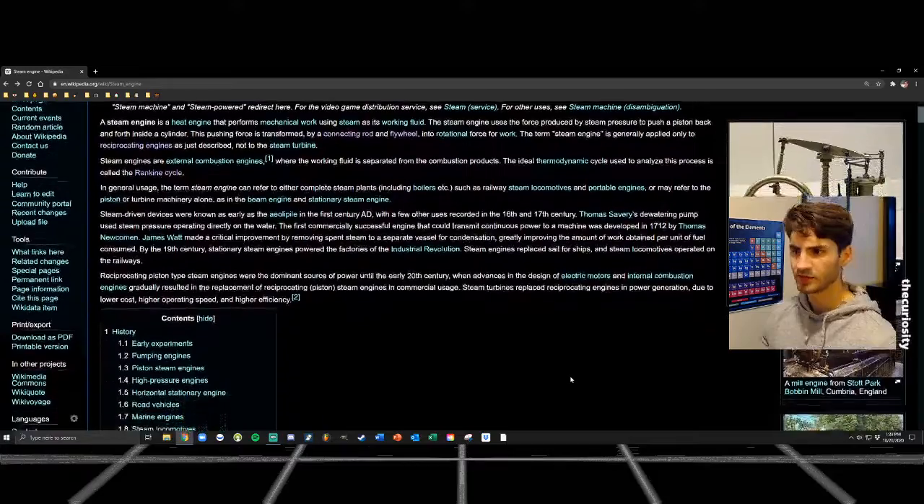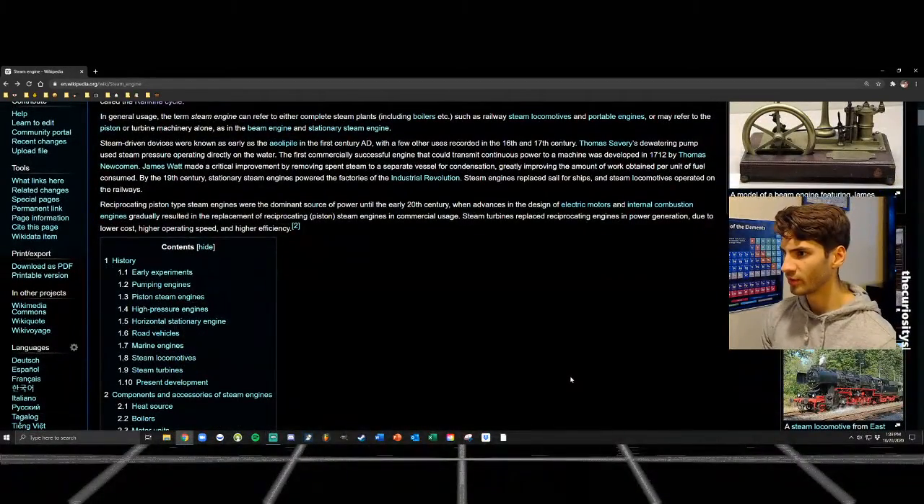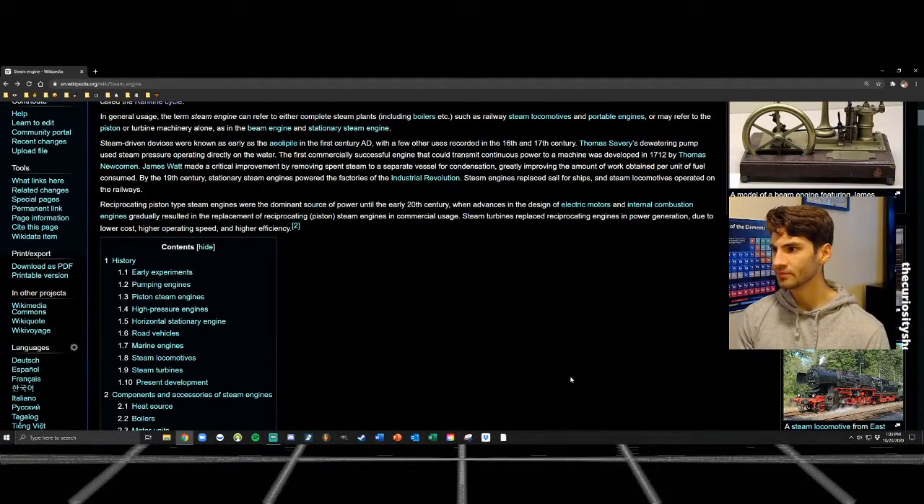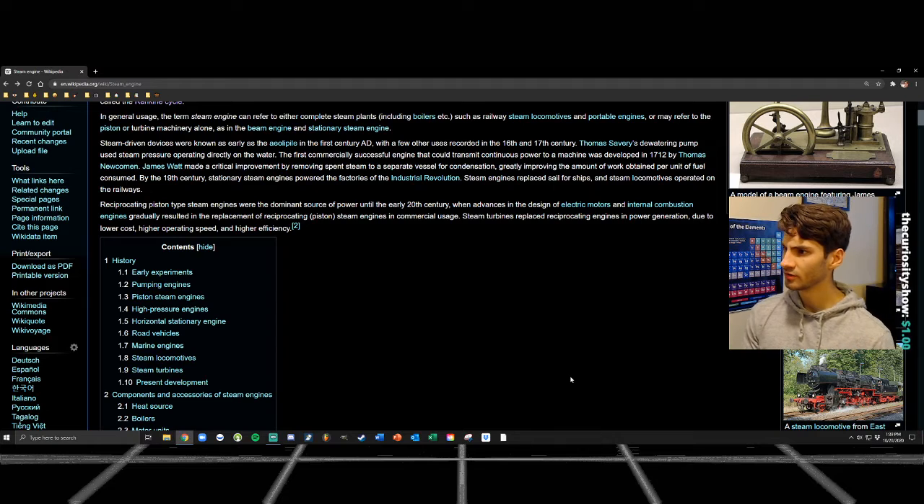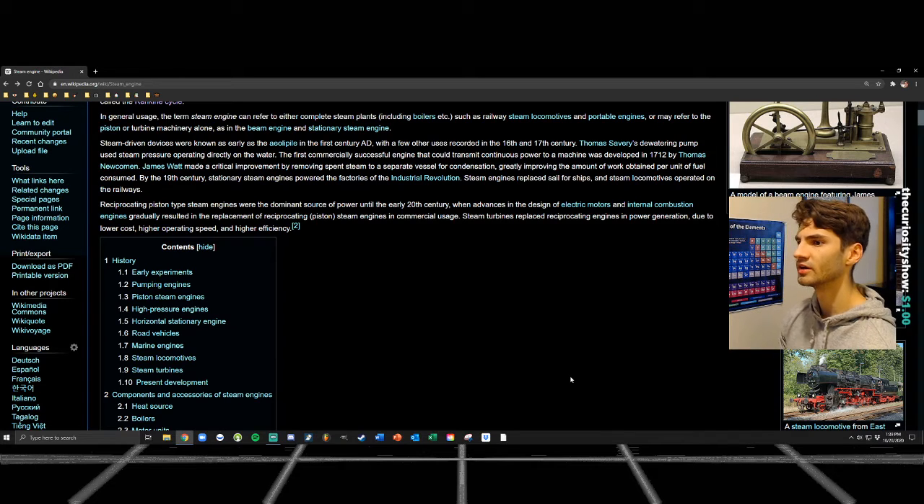Reciprocating piston type engines were the dominant source of power until the early 20th century, when advances in the design of electric motors and internal combustion engines gradually resulted in the replacement of reciprocating piston steam engines in commercial use. Steam turbines replaced reciprocating engines in power generation due to lower cost, higher operating speed, and higher efficiency.